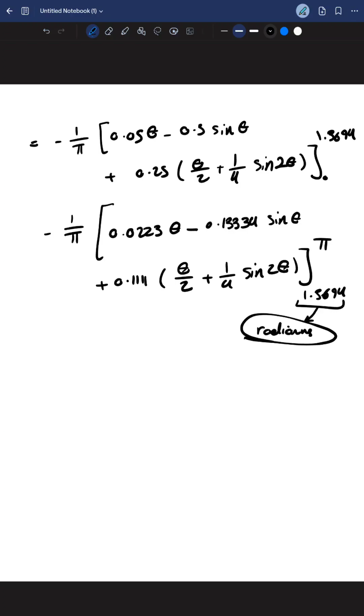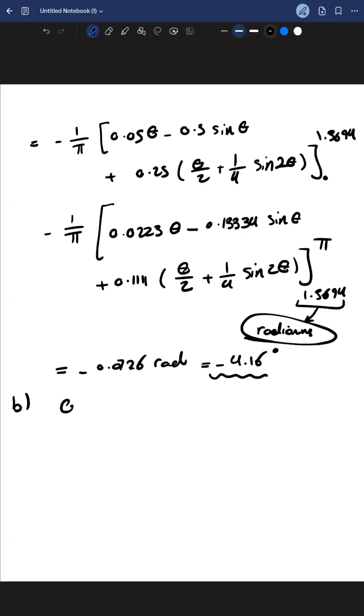And just plug and chug. Based on what I have in the solutions, we'll end up with negative 0.0726 radians, which is equal to negative 4.16 degrees.